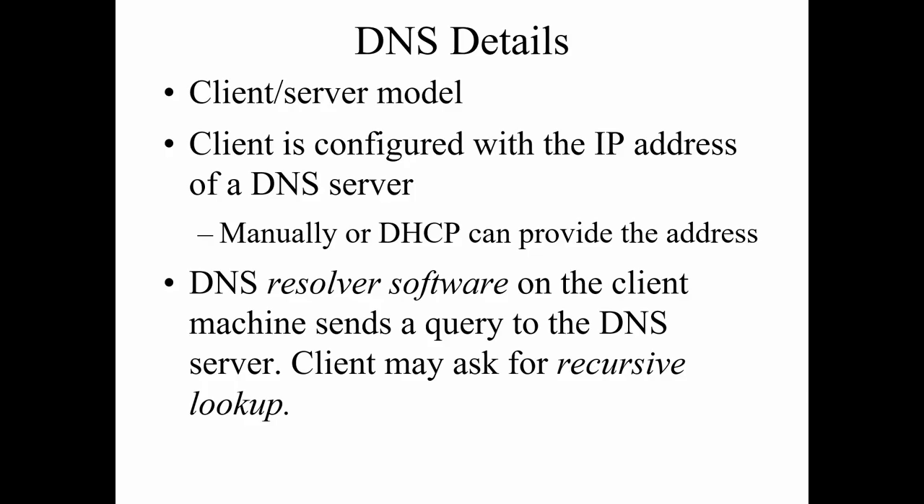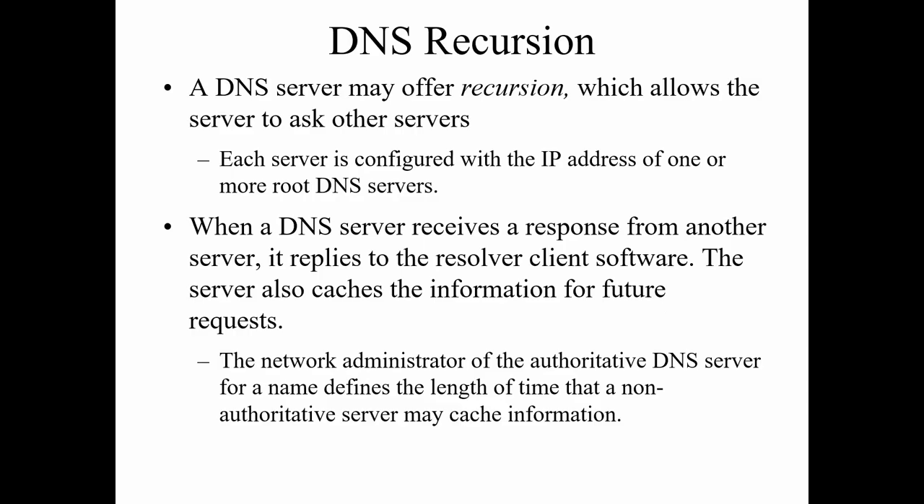Clients may ask for a recursive lookup. DNS servers may offer recursive, which allows servers to ask other servers. So just in case you have your own DNS server, if it doesn't know where an address is, where does it go? It can look at a server above itself, which is a recursive lookup. If that server doesn't know, it will keep asking higher and higher servers until it figures out the address to the name that you want. And that's DNS in a nutshell.